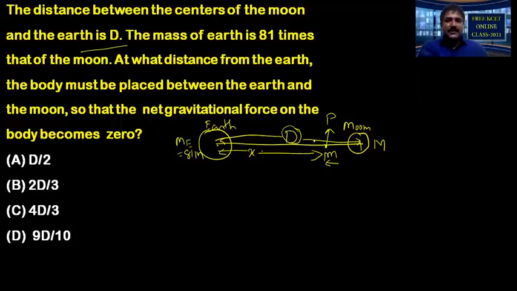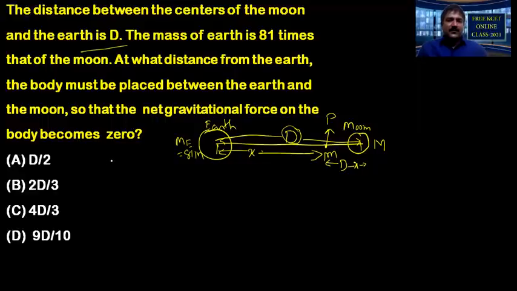So the distance of the body from the center of the moon becomes d minus x. You have solved this kind of question in the electrostatics chapter also, where net electric field becomes zero, or net potential becomes zero. It is a similar question, but on gravitational force. Now the net force on that body is zero.